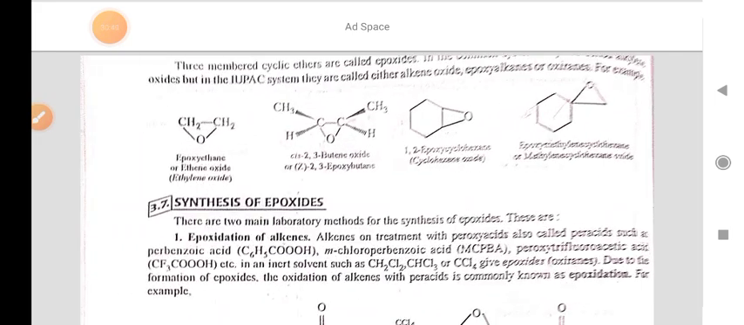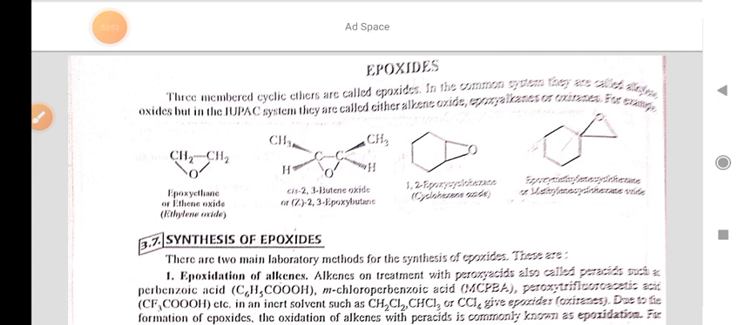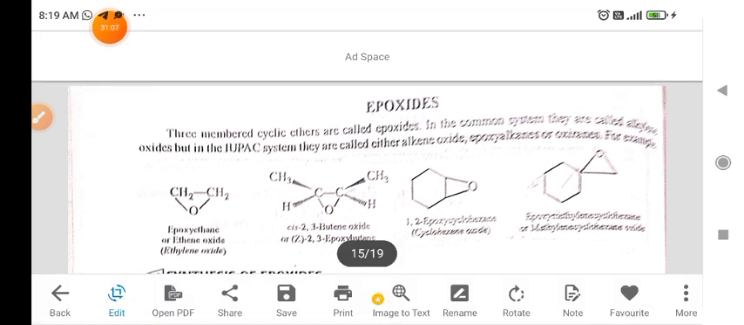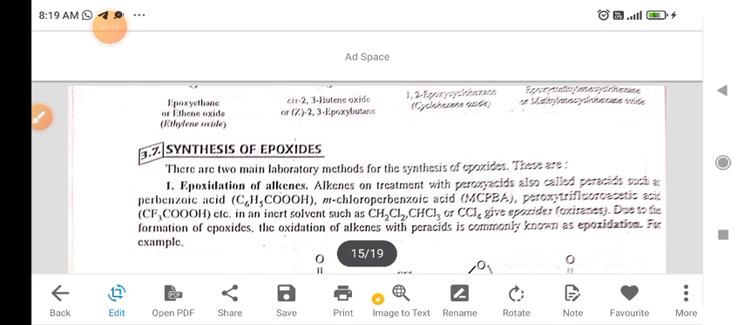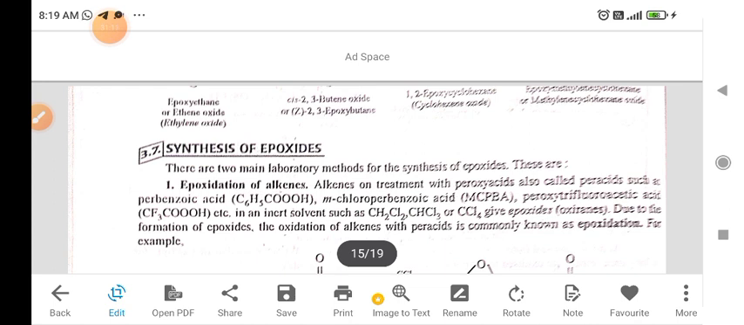Now, epoxides. Three-membered cyclic ethers are called epoxides. In the common system, they are called alkylene oxides, but in the IUPAC system, they are called either alkene oxides or epoxy alkanes. For example, epoxy ethane or ethene oxide, alkene oxides, epoxy alkanes or oxiranes. For example, epoxyethane or ethylene oxide, 2,3-butene oxide or 2,3-epoxybutane.